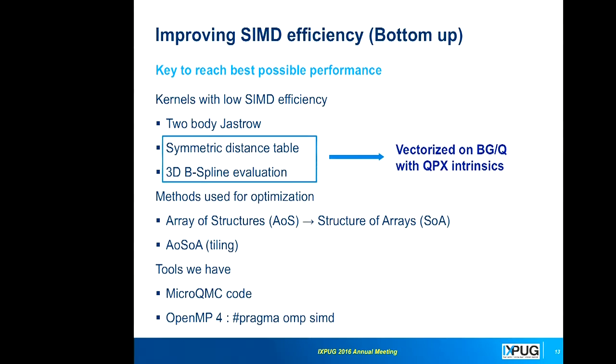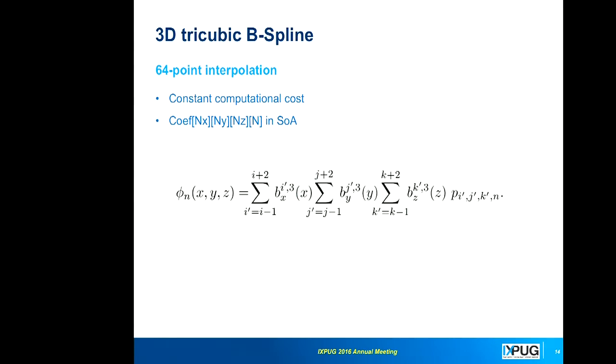This time I will focus on the B-splines evaluation in the code. As I mentioned, in the past it took about 60% of the time, and now on BGQ it's about 10%. So it's really beneficial to work on it for vectorization. Let's look at the computation.